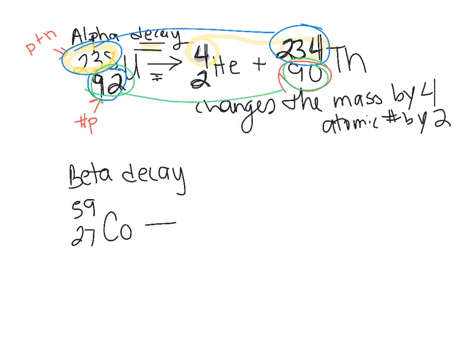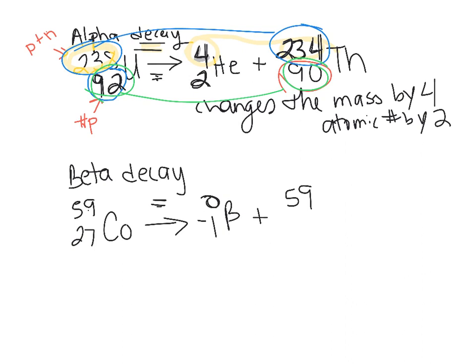Okay, so now we'll look at beta decay. So this is cobalt-59. Same thing, bottom number is protons, top number is protons plus neutrons. Here's your beta particle. Same thing, this arrow is an equal sign. So 59 equals 0 plus some number. Well, in this case, it's going to be 59, because 0 plus 59 gives me 59.